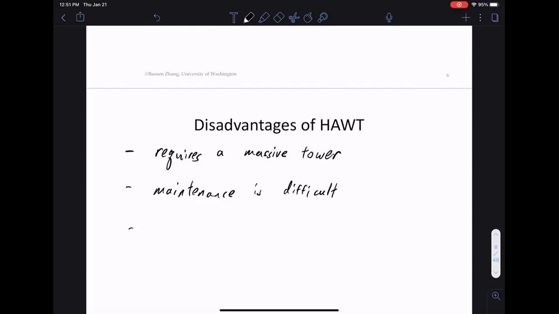Okay, so these turbines are good if they operate, but there's a lot of research on how to do maintenance better. This is really a pain for people who have to work on these kinds of machines. So maintenance is difficult, and also you have to turn the blades towards the wind.